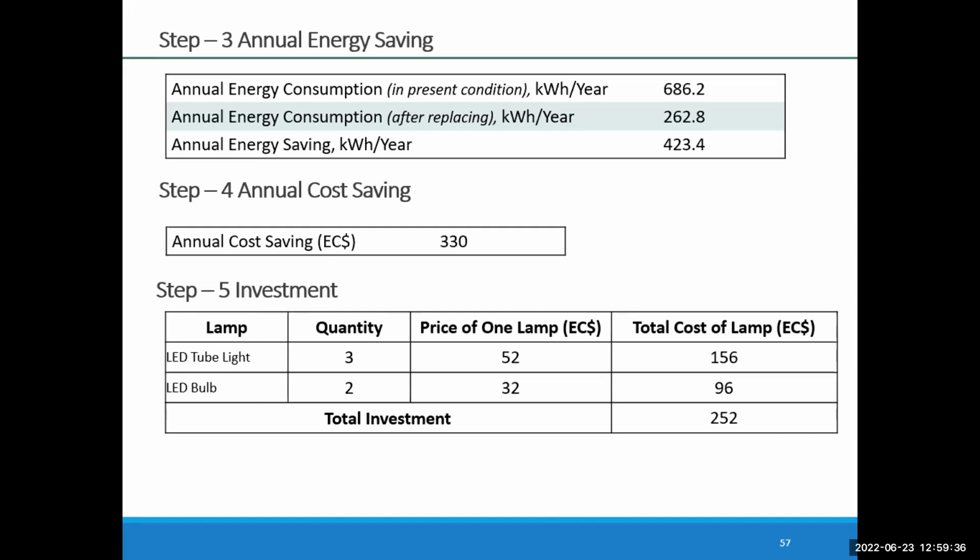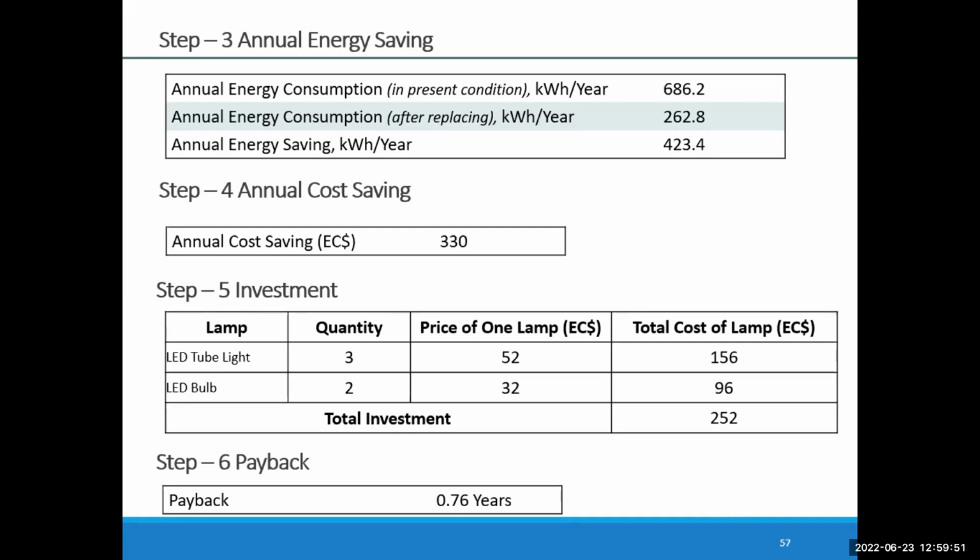Similarly, we can get the investment cost for replacing incandescent bulbs with LED bulbs, that is $96. So the total cost of investment here is $252. So based on that, we can calculate the payback period, that is 0.76 years. That is the investment divided by the energy cost savings, that is 252 divided by 330, which gives 0.76 years. So that is how we can do the calculations for energy efficient retrofits for a particular appliance.